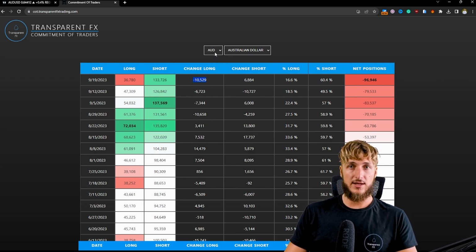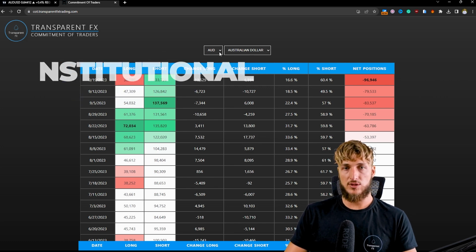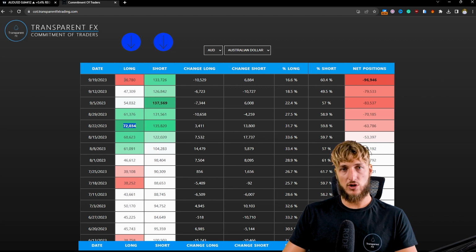So if we're checking the data at the AUD, we are already looking at AUDUSD. Now, what this shows is that essentially institutions have been moving to the bearish side of the AUD by decreasing their longs quite massively, and shorts remained high. We went from 72,000 longs all the way down to only 36,000 longs. And we still have 133,000 shorts.